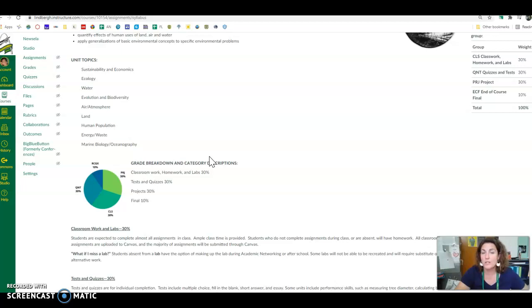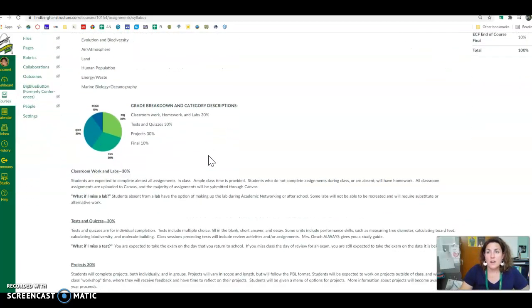We talk about water usage, water pollution, evolution and biodiversity, the air and the atmosphere, and that's a very big unit because we talk about both the ozone hole and climate change and air pollution. We also talk about land use. And we have sort of a robust forestry unit. And then the last 3, which are sort of lighter units, would be human population, energy and waste, and marine biology and oceanography.